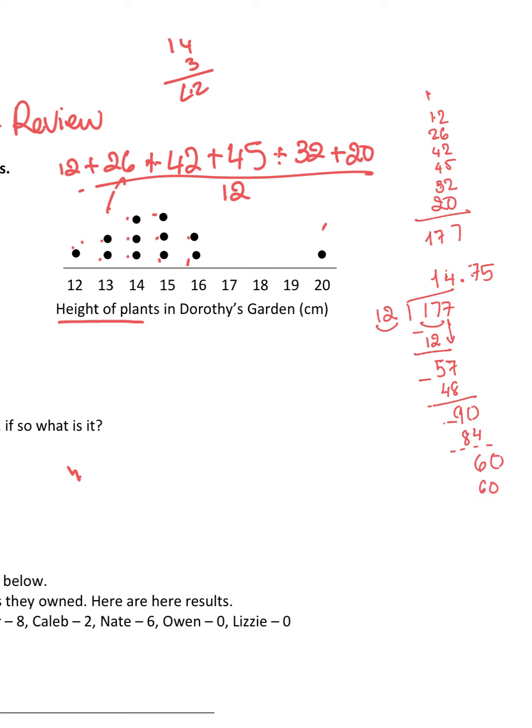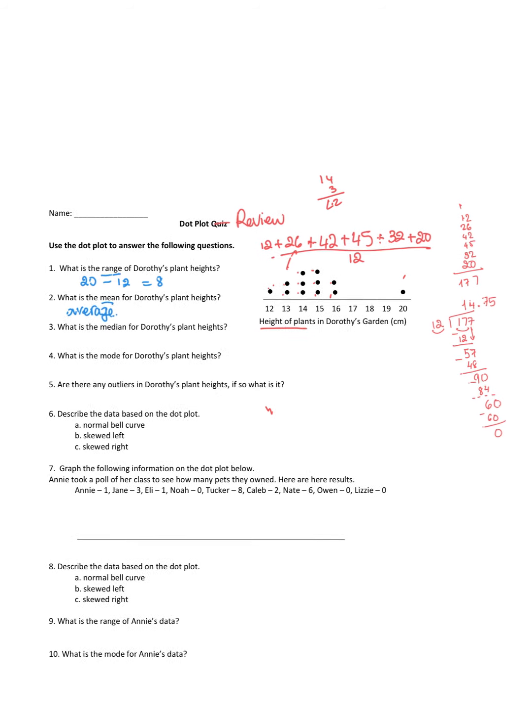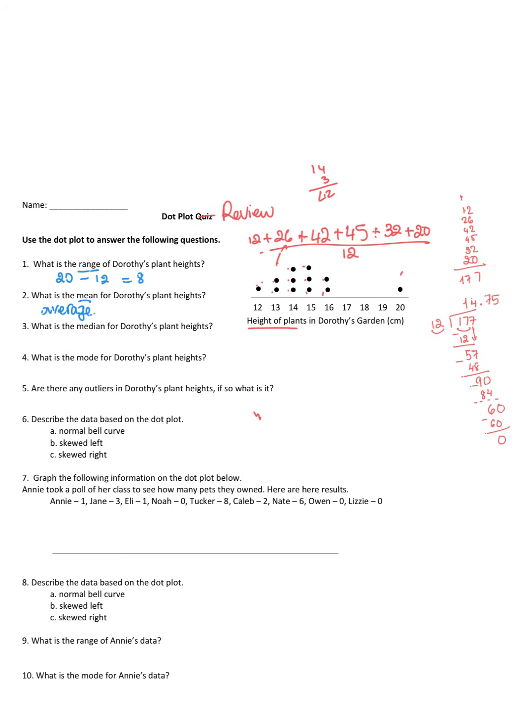Now because we're talking about height, you can round it, or you can leave the answer in centimeters. If they ask you to round it, you round it, but because it's the height, we can have a decimal. So the average is 14.75 centimeters.